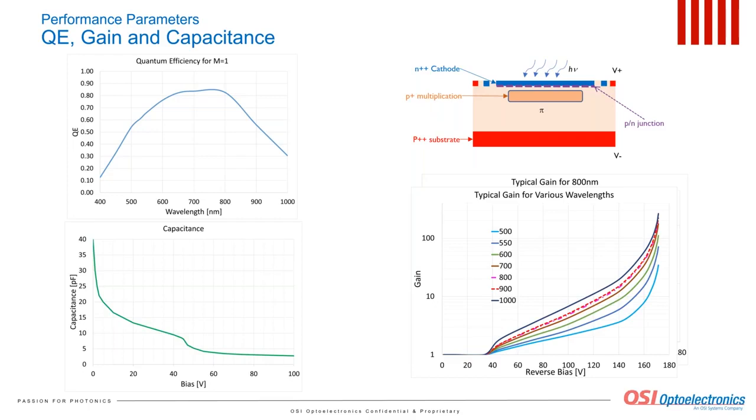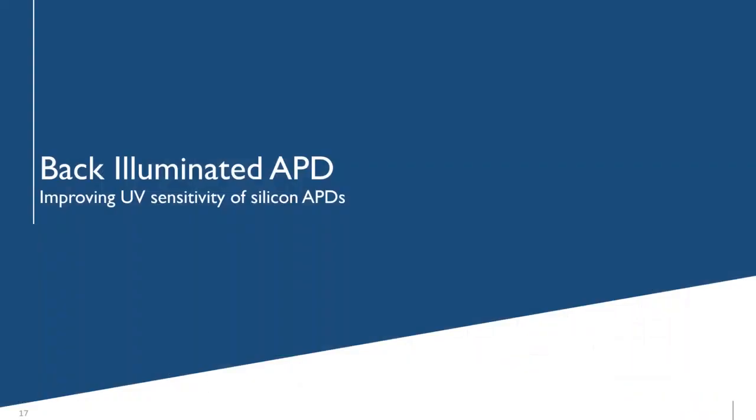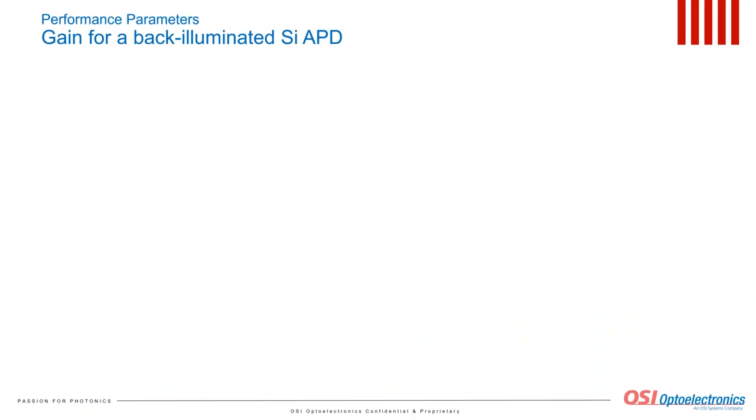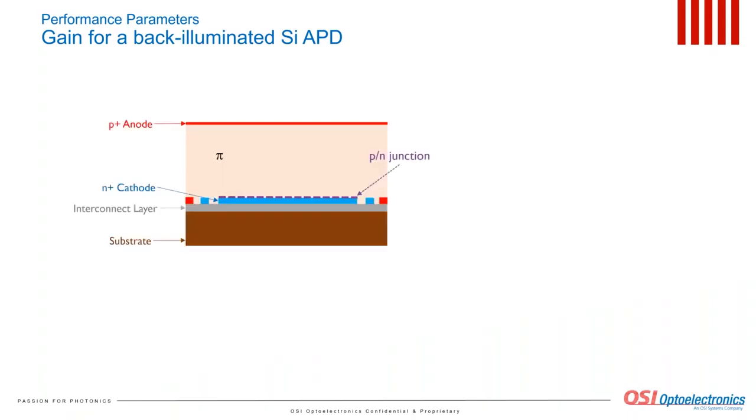Next, we will discuss the design allowing to improve UV sensitivity of avalanche photodiodes. One of the ways to improve UV sensitivity of silicon APDs is to build them using a back-illuminated structure. This figure shows a basic back-illuminated structure of APD.